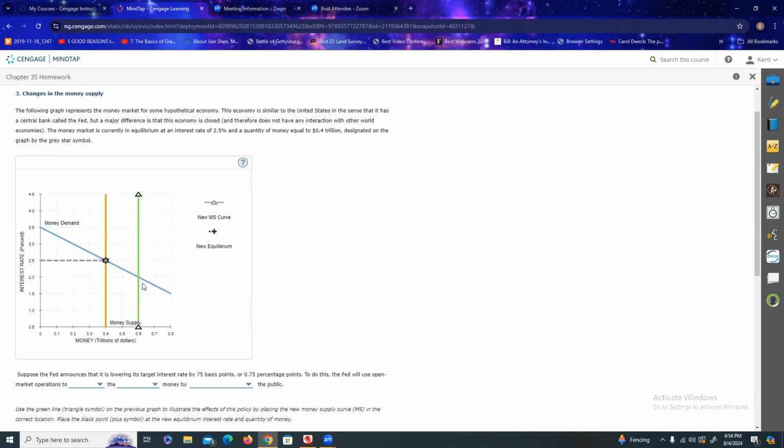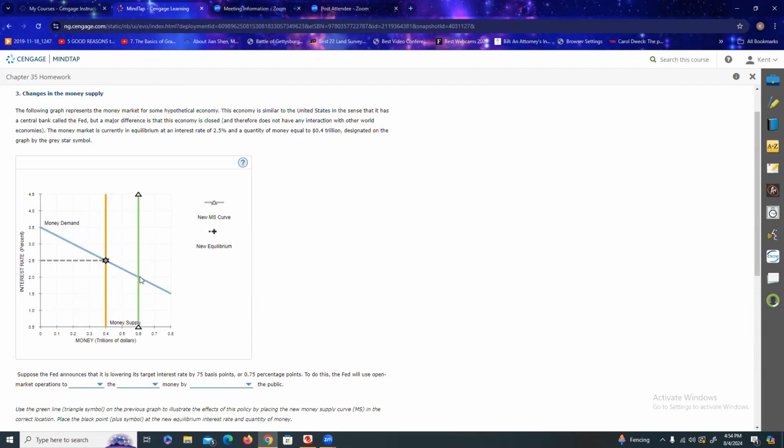Okay, let's see. Right there, if they shift the money supply curve out here, and how would they do it? They're going to be buying bonds, open market operations, buying bonds. The bonds are coming into the Fed, and they're paying for those bonds with money. So those holding bonds are now selling them and getting money for it. So the money supply increases.